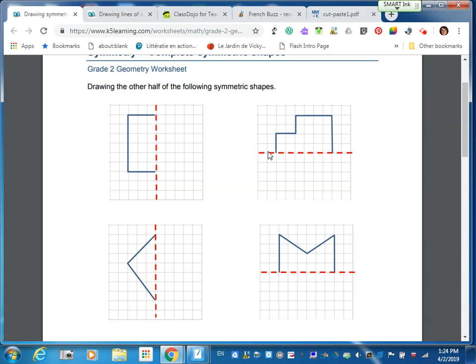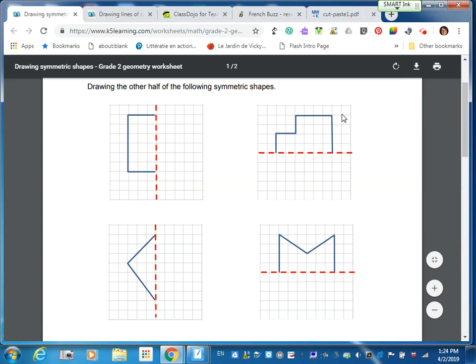I think it's really important to repeat often that it is a flip and not a slide.